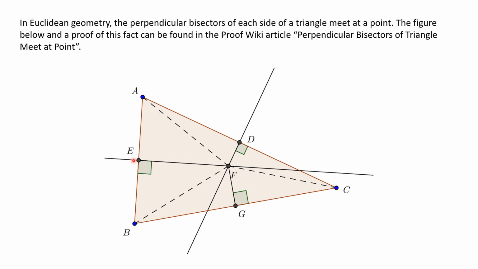And then we have a third one here. The midpoint of AB is E, and then the line is drawn perpendicular. So the theorem in Euclidean geometry says that these three perpendicular bisectors meet at a single point here, F.